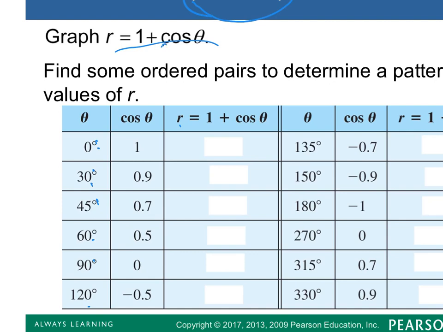So plugging in 0, cosine of 0 is 1. 1 plus 1 must be 2. Cosine of 30, I guess he's doing degrees, so cosine of 30 is square root of 3 over 2. Square root of 3 over 2 plus 1. I'm going to have you use your calculator and you get the answers. But I know it's like 1.7, so it's around, well, he actually wrote cosine of 30 is 0.9. How did he do that?